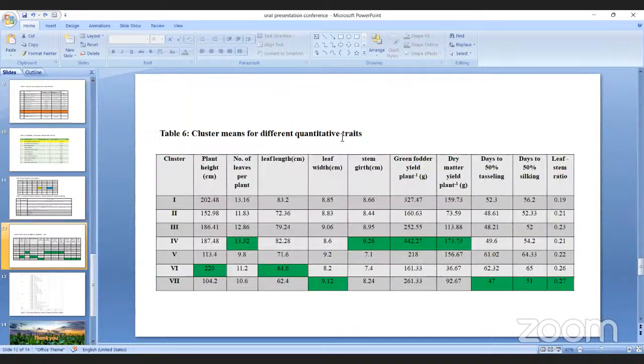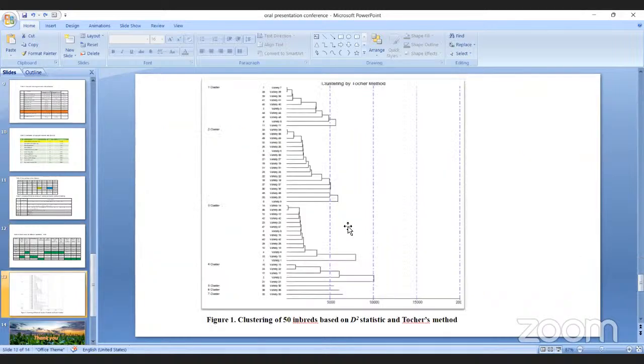And cluster mean analysis for different qualitative traits: cluster number 4 has the most desirable qualitative traits. So that cluster could be selected as a parent for the hybridization program, because it shows more qualitative traits for further purposes. And this is the dendrogram, which is showing the 7 clusters. Thank you, sir.